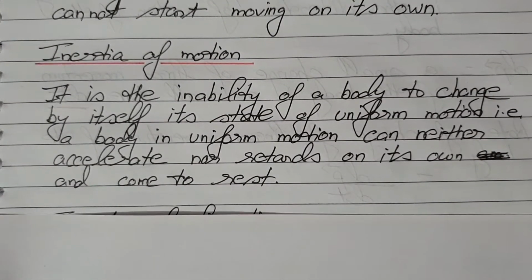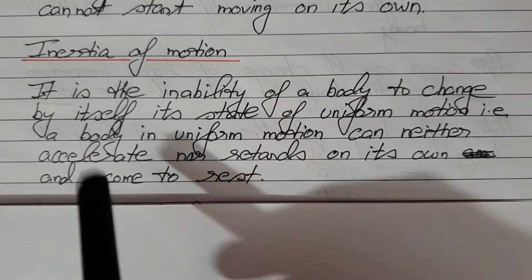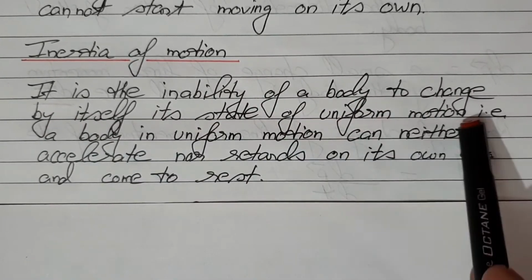Okay, now we have inertia of motion. Inertia of motion, as the name suggests, is the inability of a body to change by itself its state of uniform motion.